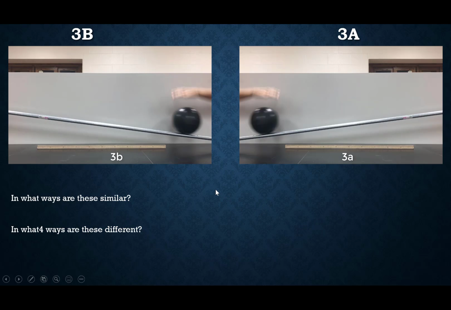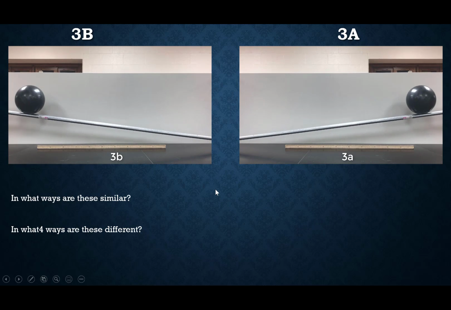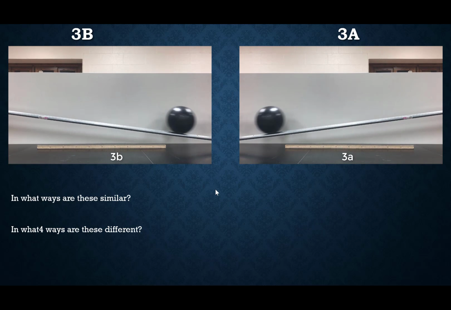And the last one, 3A and 3B, you can see that they both start at the origin, move away quickly, begin to slow down, and then come back towards the origin. So they actually move in one direction and then the other. A was moving in the positive direction, then the negative. B moving in the negative direction, then moving in the positive direction.